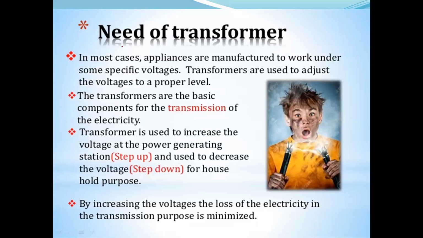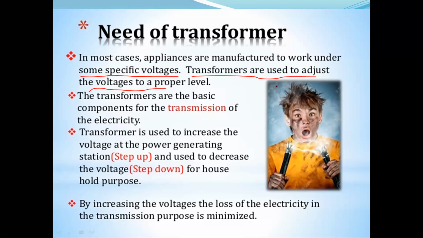So what is the need for transformers? In most cases, appliances are manufactured to work under specific voltages. Suppose all household devices are operated on 230 volts. Transformers are used to adjust the voltage to a proper, usable level. In case of transmission, the voltage levels are increased. In case of distribution, the voltage levels are decreased.